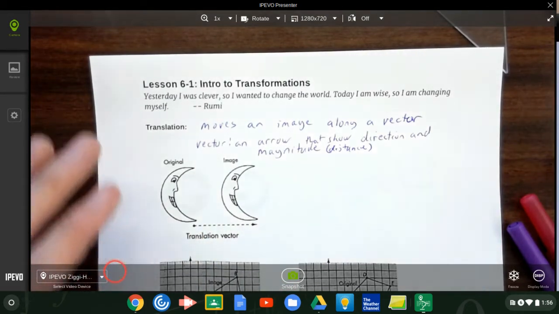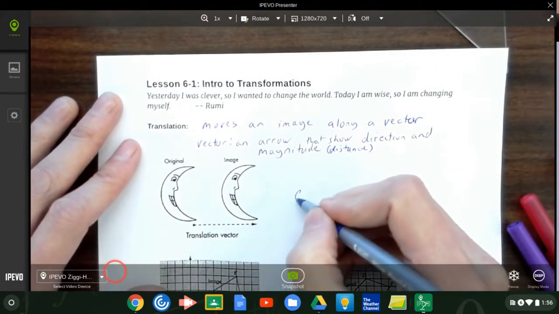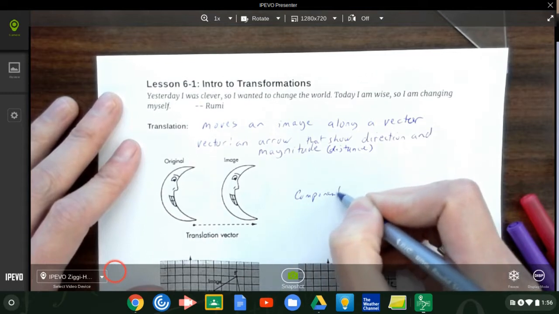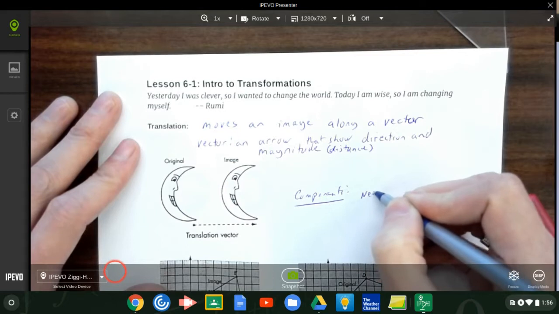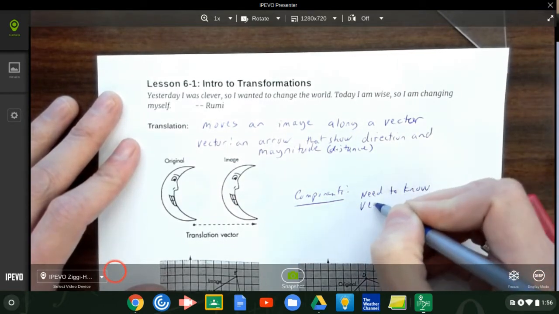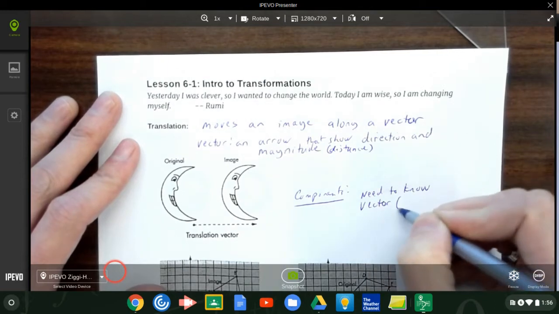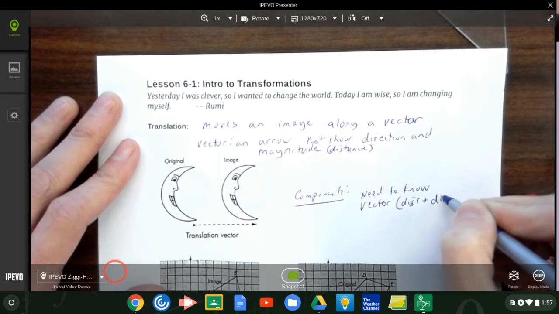By the way, that's important to know. Whenever we're doing these translations, the components of a translation, you need to know the vector. Okay, need to know the vector, which tells me distance and direction.